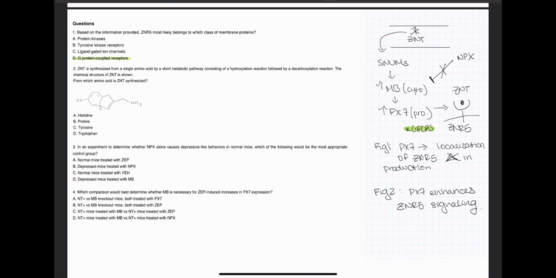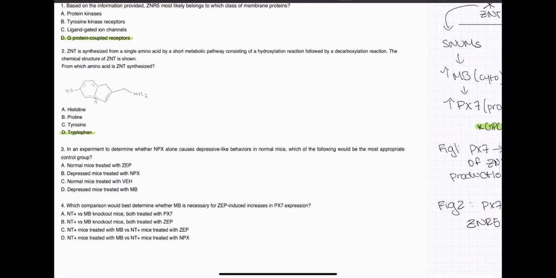And we know it's tryptophan because on the MCAT, we need to know our amino acids like the back of our hands. So proline will be folded upon itself. It will have one ring. Tyrosine is like phenylalanine with an OH. Histidine is also, again, one ring. It's the imidazole ring. And this is an indole ring, which is present in tryptophan. So we'll pick that and move on.